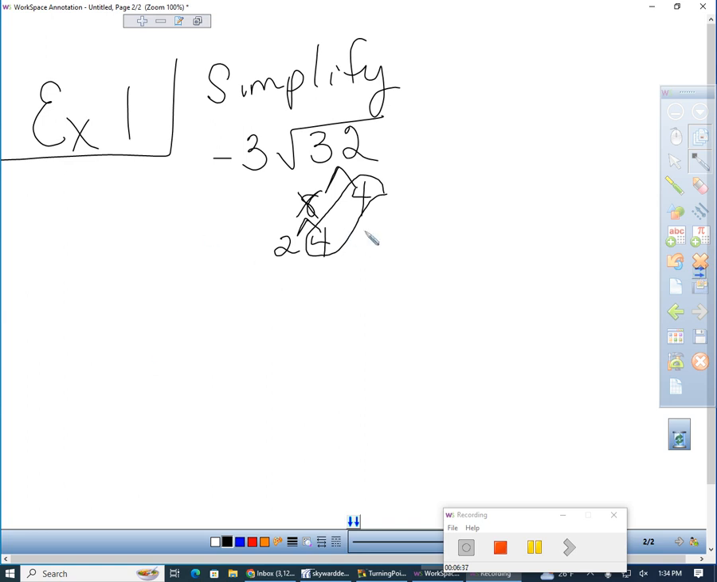All right, so that group of 4s are coming out. And when it comes out and multiplies with a negative 3, we get negative 12 square root. And what's staying home? That little 2.